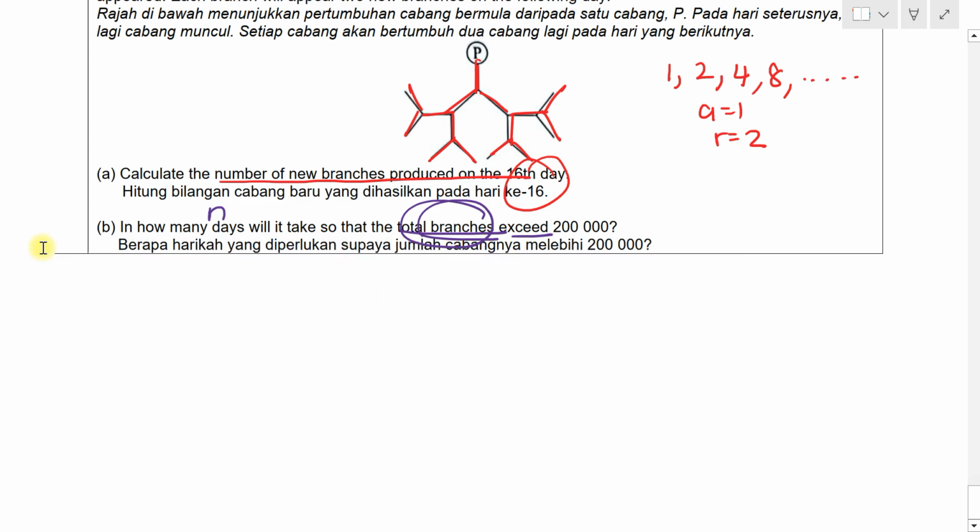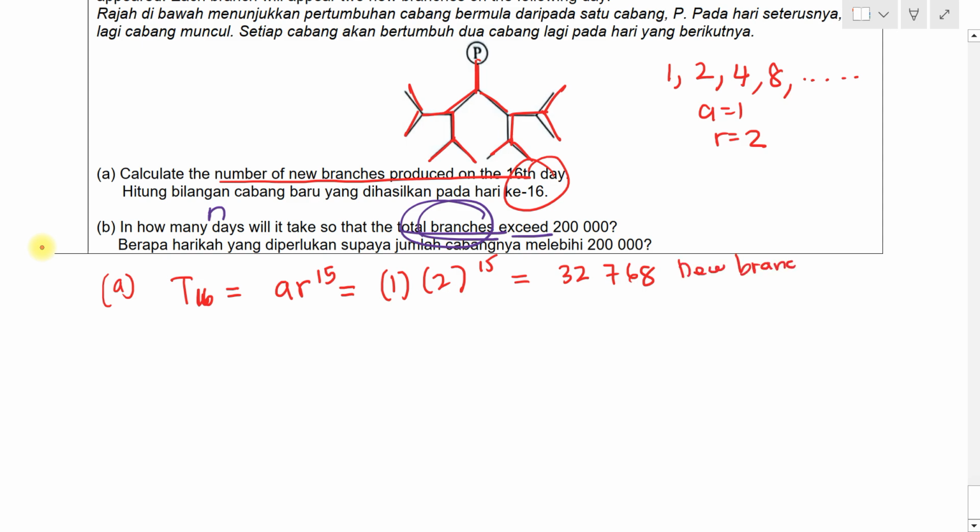Sorry guys, I'm really sleepy. I mixed up everything already. This is T16, right? T16 is AR to the power 15. I've confused myself. So the A is 1, the R is 2, so 2 power 15. Let's check what the answer is. It's supposed to be 32,768 new branches. Now I can get the answer.